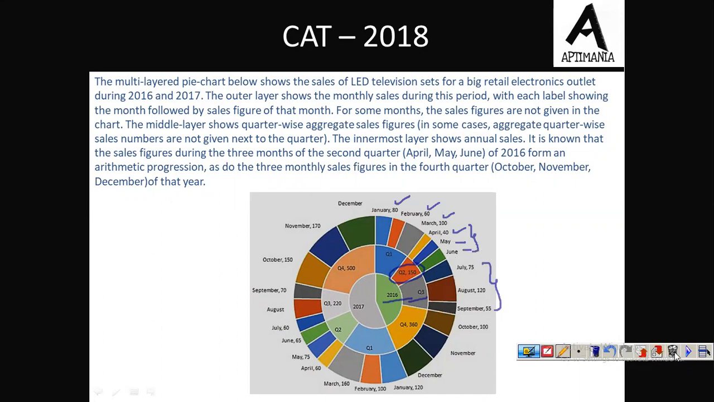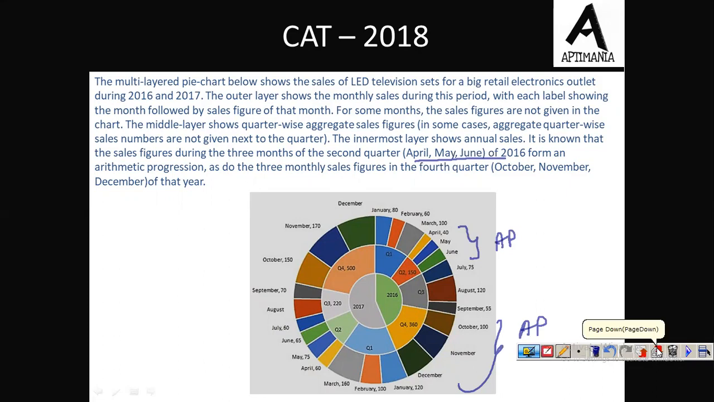And the other important information for us is that the 3 months of the second quarter, April, May, June form an AP. So April, May, June of 2016, these 3 ये AP में है. Fine. And October, November, December are also in AP. These 3 figures are also in AP. So this is very important information for us. So let us try this question. Okay. Before that, आपको क्या करना है? एक बार खुद आप इस क्वेश्चन को ट्राई करिए, उसके बाद ही आप सॉल्यूशन देखिएगा.